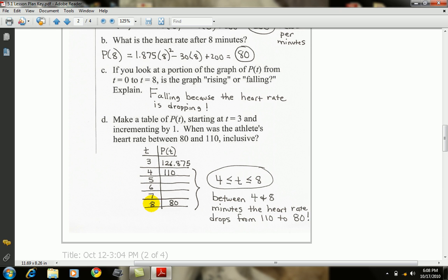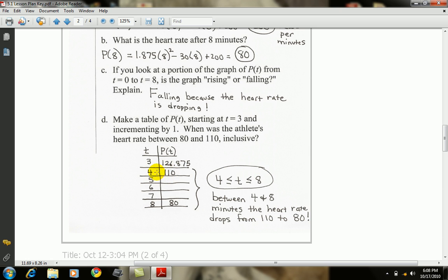Well, we've already answered that question. If t is 8, P of 8 is 80. We did that up in part B. Let's go back up to the beginning of our chart. At the very beginning of our chart, if I put in the number 3 into my original function, and I use my calculator, I come out with the answer 126.875. If I put in the number 4, I come out with the answer that the heart rate is 110. Okay, we've answered our question because the question said, when was the athlete's heart rate between 80 and 110?